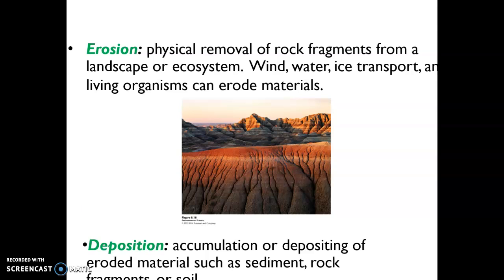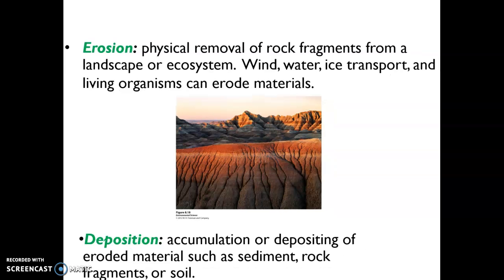Erosion is the physical removal of rock fragments from a landscape or ecosystem. The rock is carried by wind, water, or ice, and sometimes by living organisms. The third part of the process is deposition. Deposition is the depositing of eroded material, such as sediment, rocks, fragments, or soil, to another location.